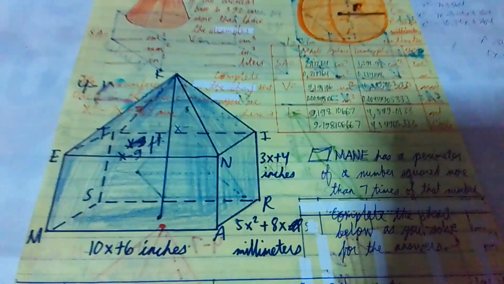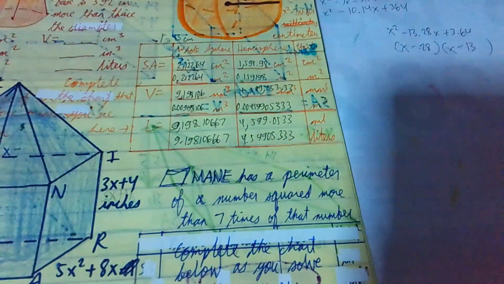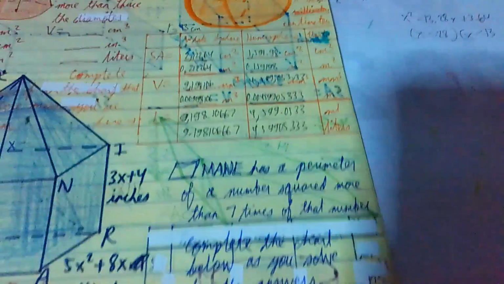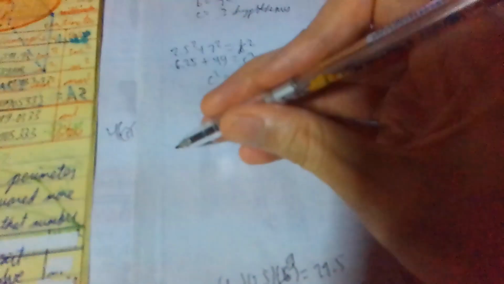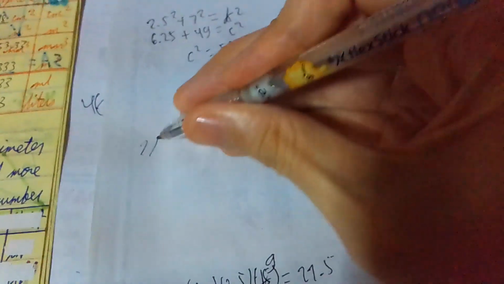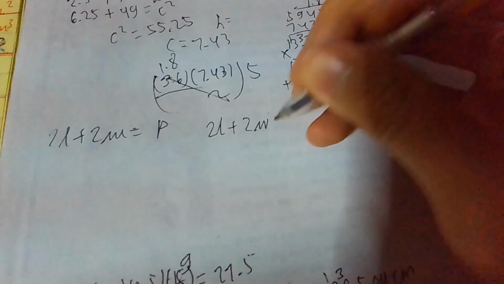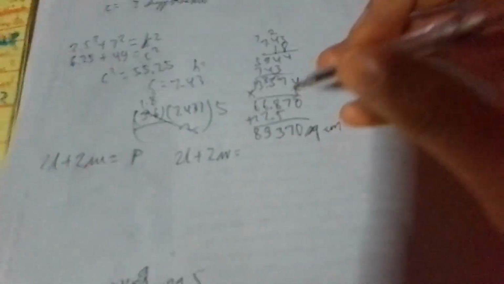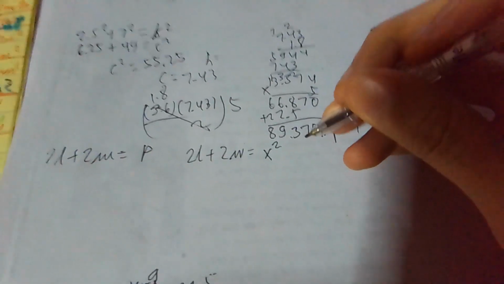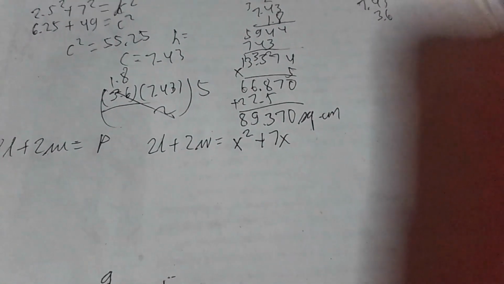First off, we need to get the value of x first. Because it says here that main has a perimeter of a number squared more than 7 times of that number. It means to say, if I were to write this in algebra, ganito siya. The perimeter of the rectangle is always 2L plus 2W. That is perimeter, right? But it says here, 2L plus 2W is equivalent to a number squared. When we say a number squared, that's x squared. More than 7 times of that number. That means plus 7x. Alright?